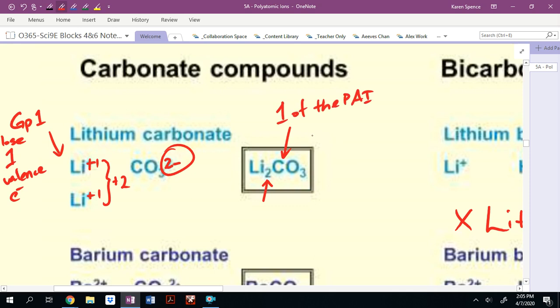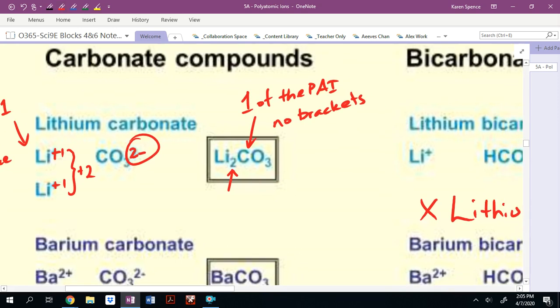So we do not use brackets. No brackets. My Chemistry 12 students this morning called them brackies, and they seem to like that. So every once in a while, maybe I'll call them brackies just for fun, to lighten up the mood a little bit.